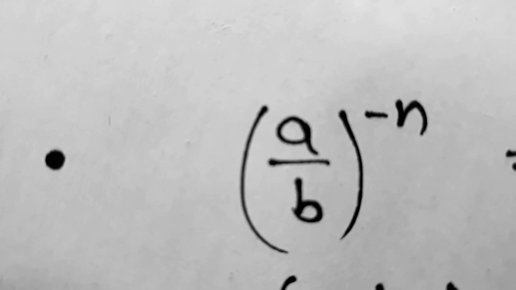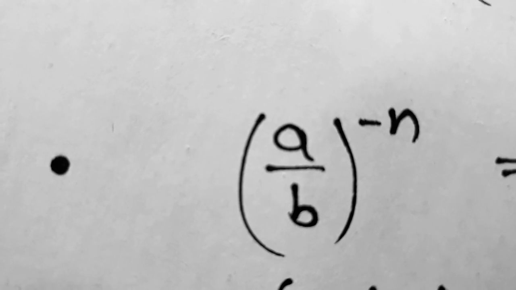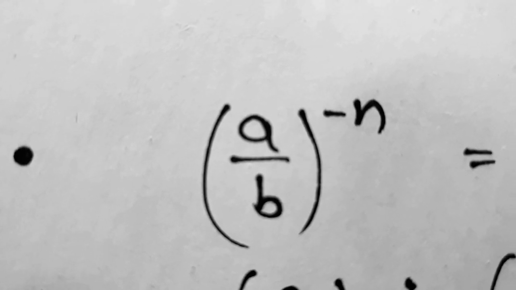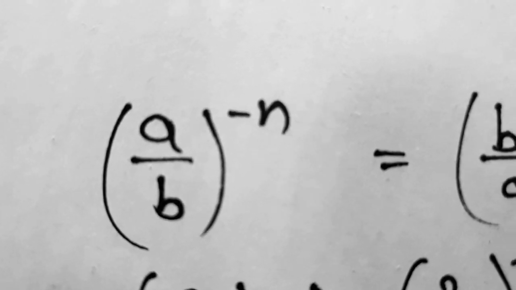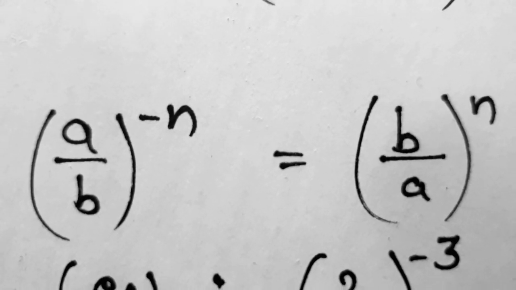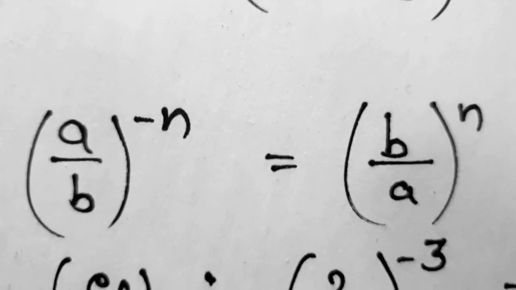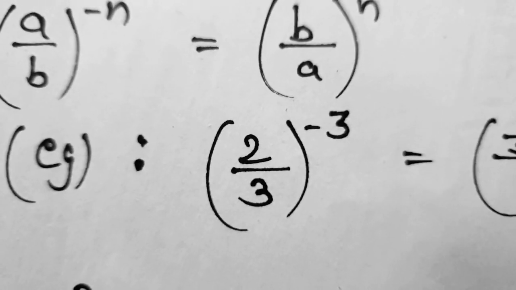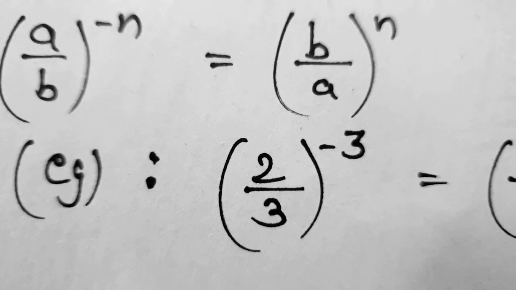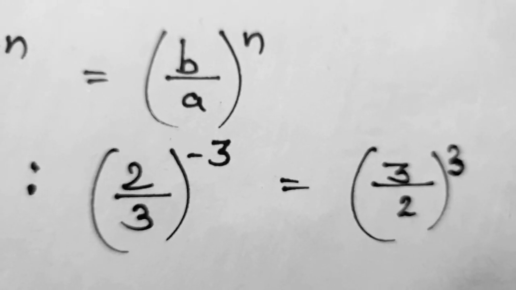So the rule is (a/b)^(-n). Here, if you see, the power is negative. We have to make the power positive. So what are we going to do? We will simply reciprocate the base. So it will be like (b/a)^n. Now let's see the example. (2/3)^(-3). What I have told you? You have to reciprocate the base. So (3/2)^3.